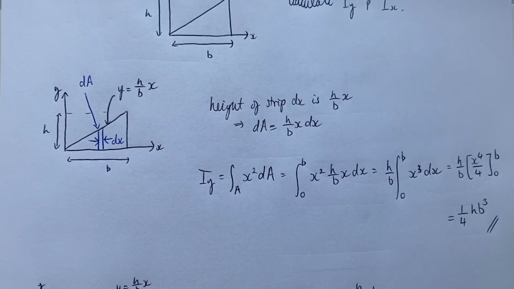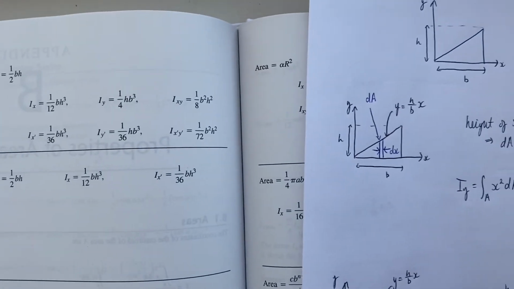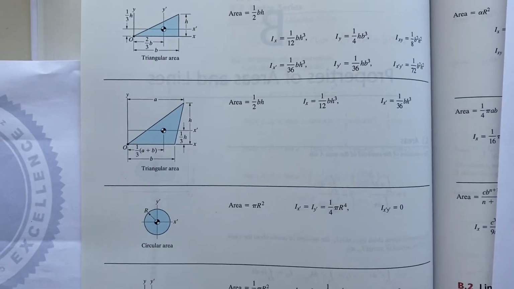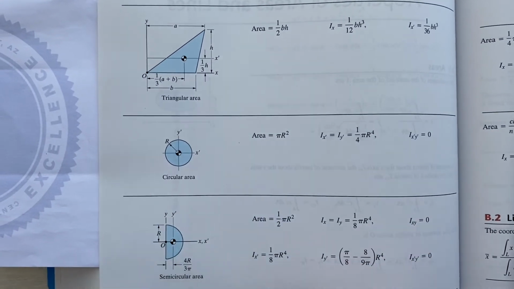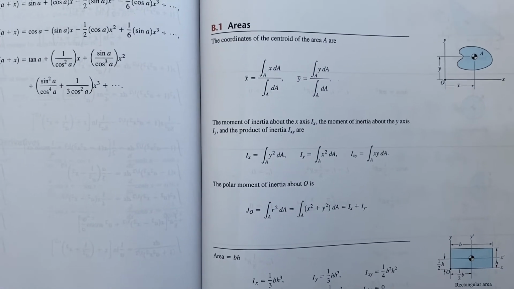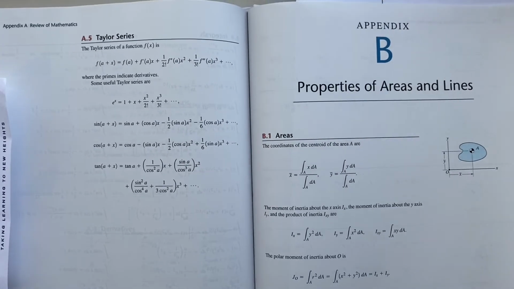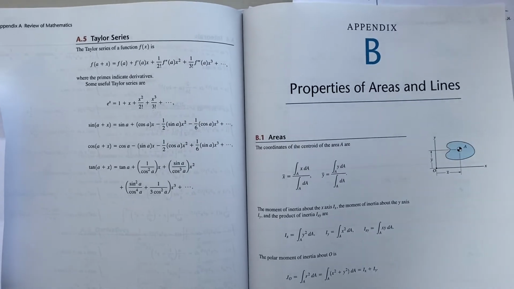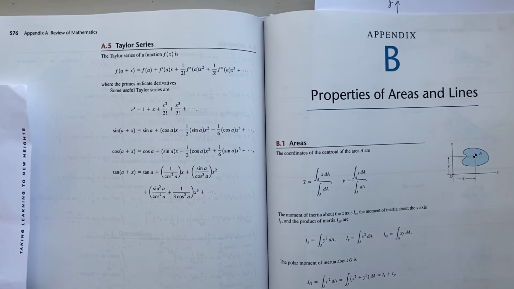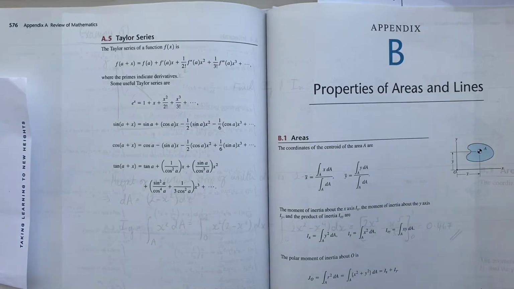So we can always check for standard shapes such as a triangle or circles, semicircles, squares, rectangles, that kind of thing, by referring back to the appendix and the properties of areas and lines for standard shapes. So now let's go ahead and have a look at a slightly more complicated example.